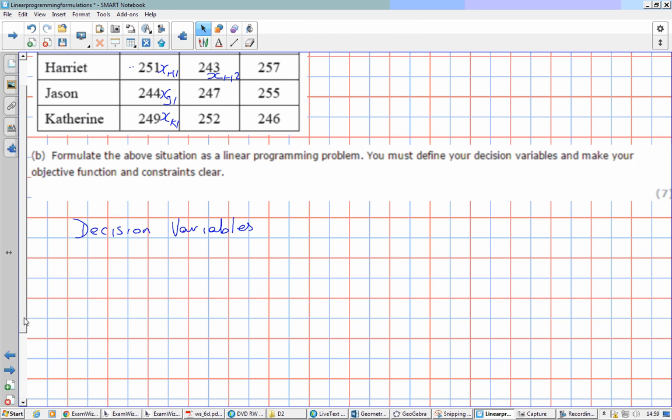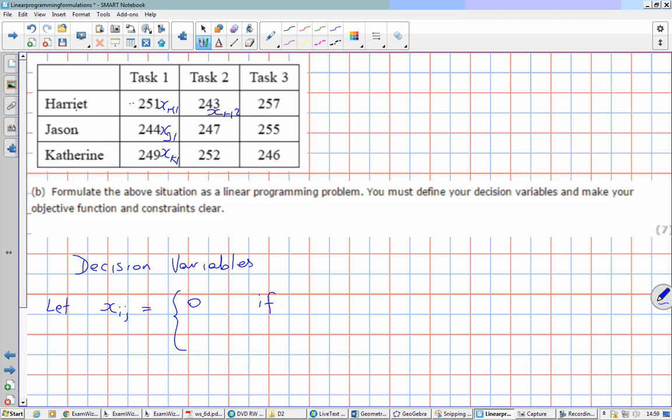So what we do is we say, let Xij be equal to, and we have this binary thing, 0 if, now i represents one of the workers here, doesn't it? Harriet, Jason or Catherine. So if worker i does task, and j is representing the task here, task j. It does not do task j, of course, because 0 represents does not do task j.